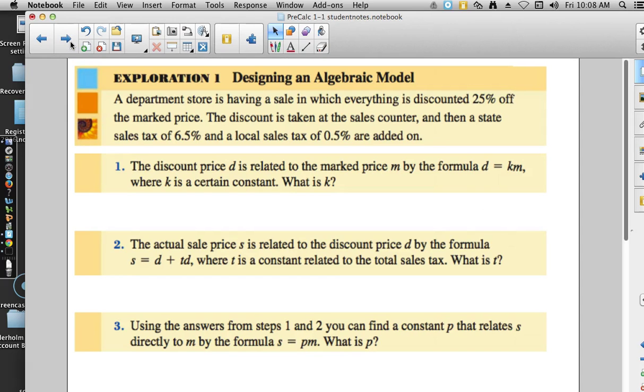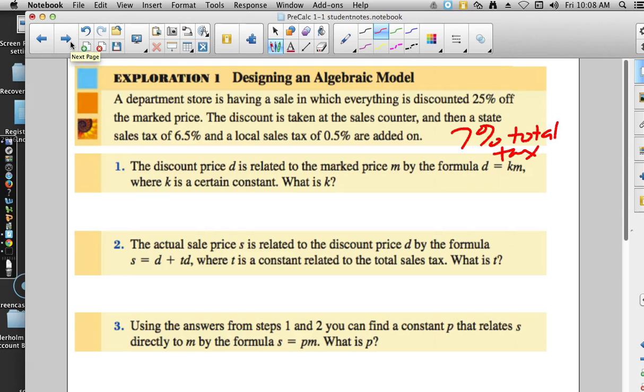This says we have a department store that's having a sale in which everything is discounted 25% off the market price. The discount is taken at the sales counter, and then a state sales tax of 6.5% and a local sales tax of 5% are added on. So what's the total tax? 7%, yeah. So that's what we care about in the end. It's not like they calculate those two separately. They do when they're paying the money into the government, but for us, they just say, hey, it's going to be 7% sales tax here.